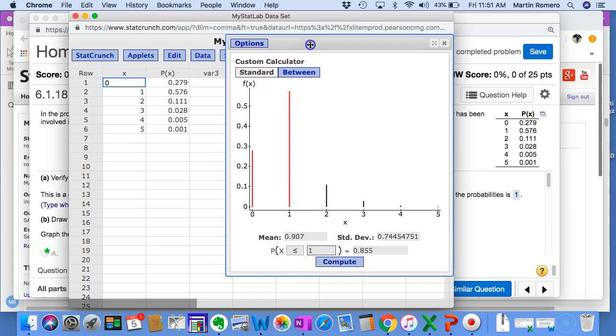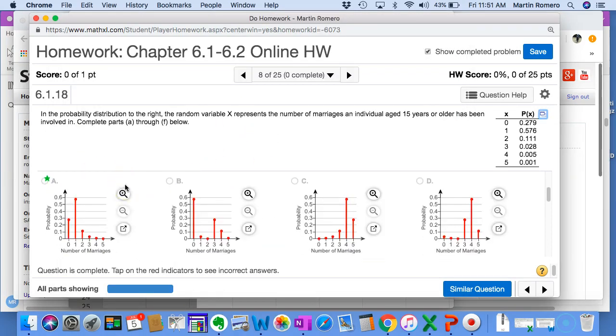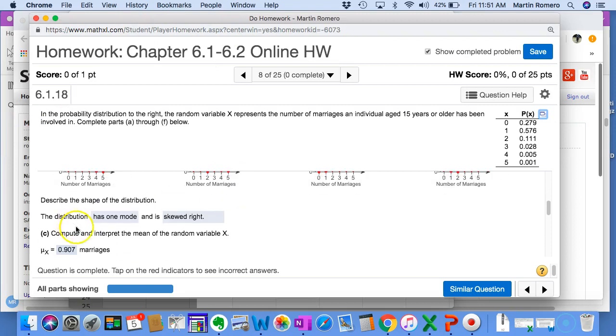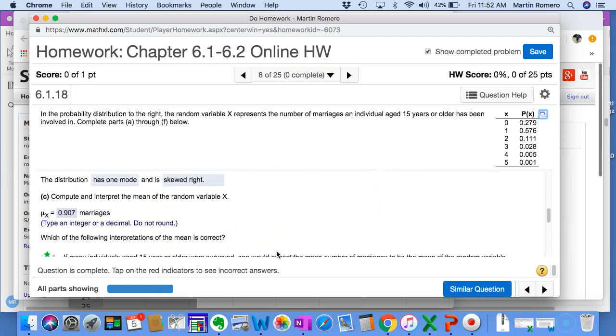And so looking at this, you can then see which distribution that would be. You'd pick the correct one. It looks similar to the one we had graphed already. Then the next question comes up, what's the distribution? Has one mode, skewed to the right? We can get that from the distribution. Compute and interpret the mean of the random variable.